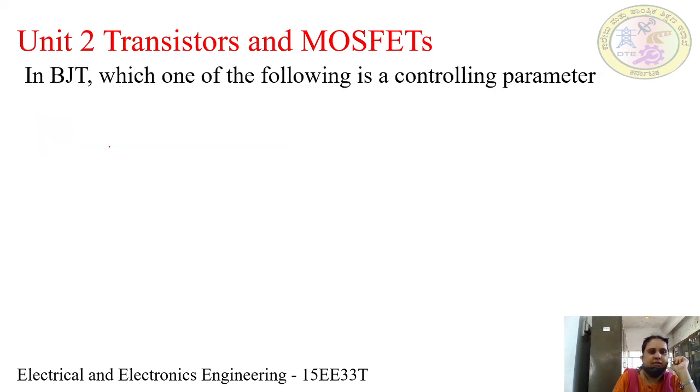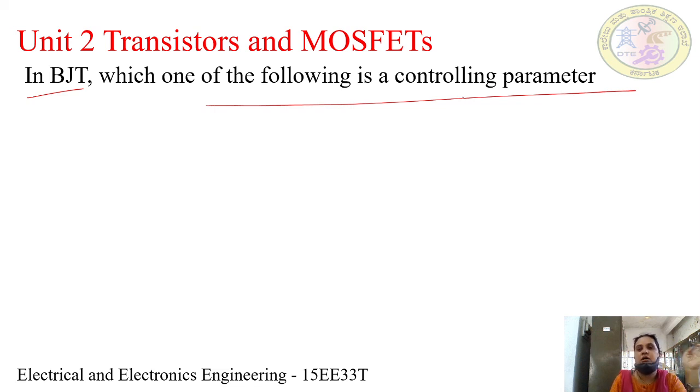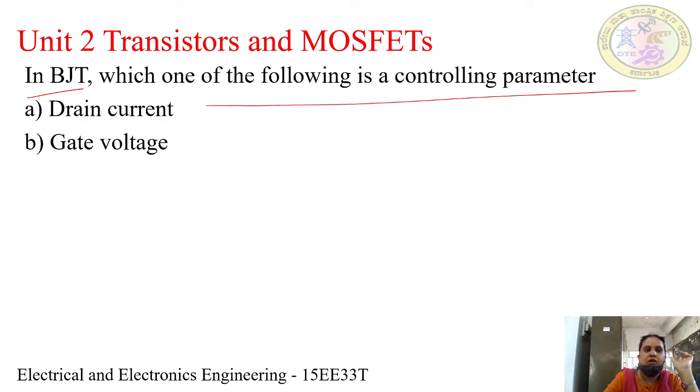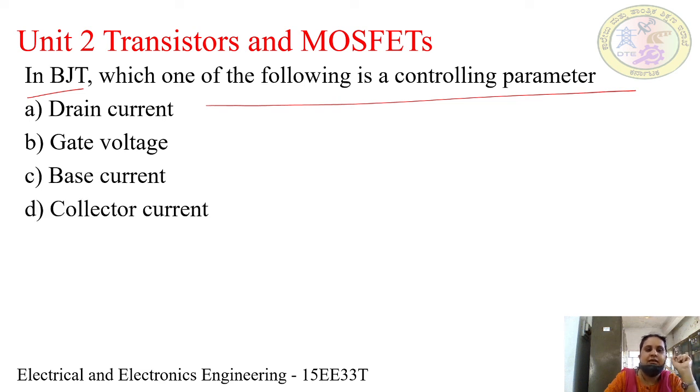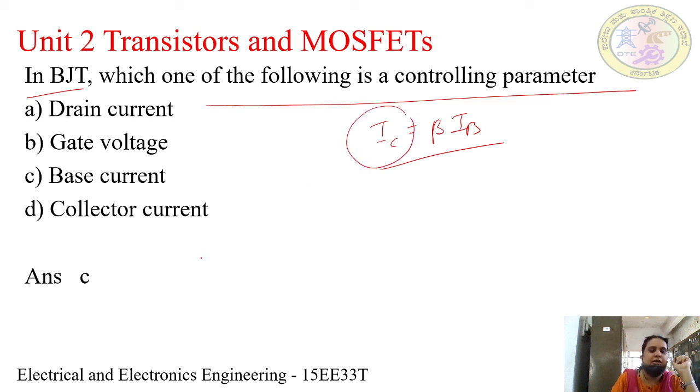Third question, in BJTs, which of the following is a controlling parameter? The meaning of this question is, what is the current or voltage which helps me in controlling the output current or the output voltage? Option A, drain current. Option B, gate voltage. Option C, base current. Option D, collector current. If you recall, collector current IC is equal to beta into IB. By looking at this equation, I can tell the output is controlled by which current. The answer is C, the base current.